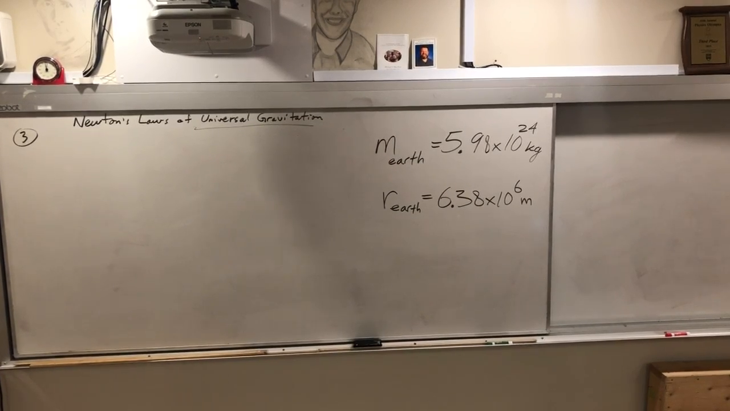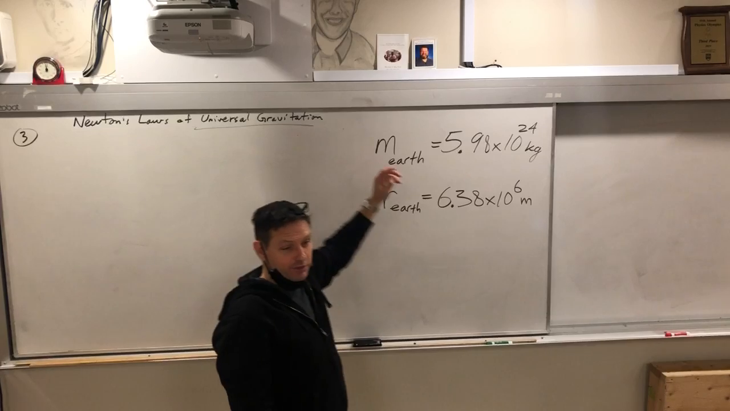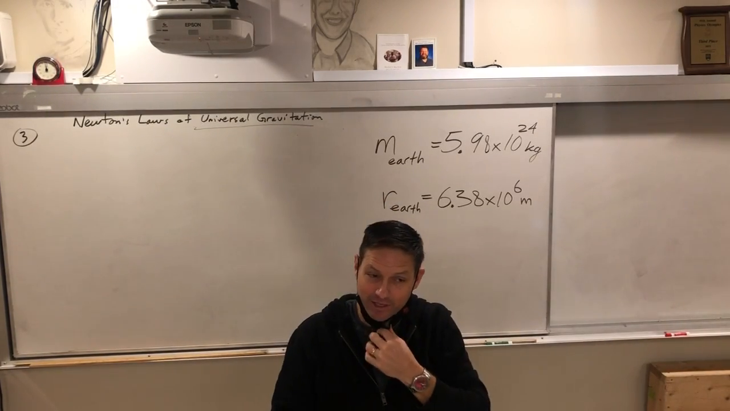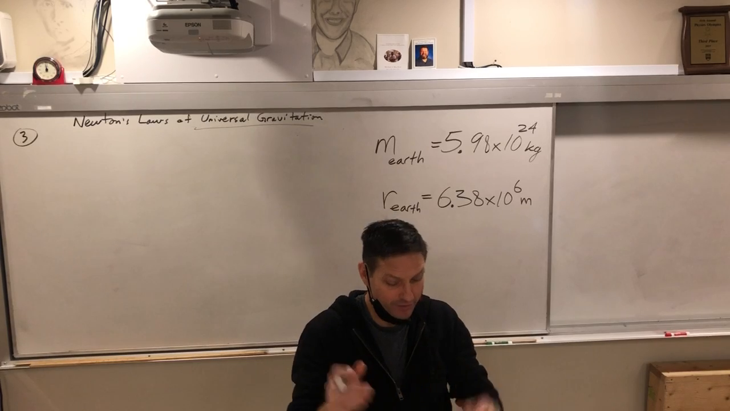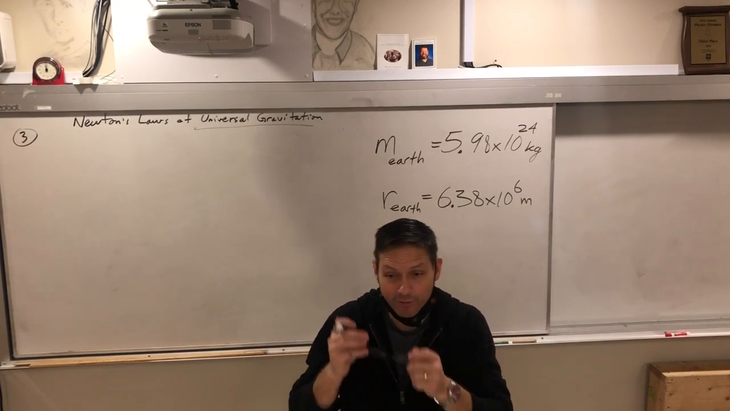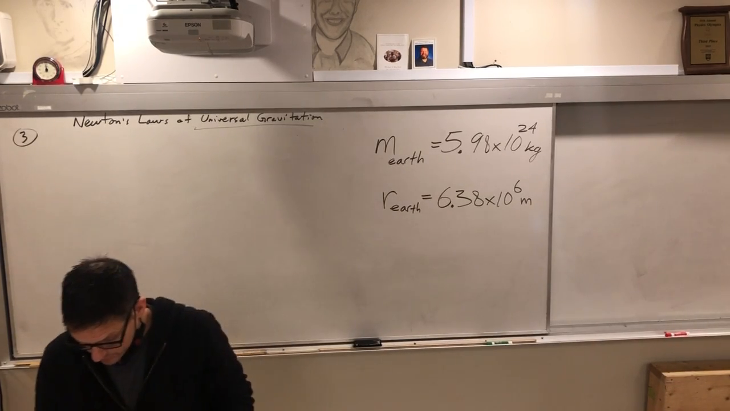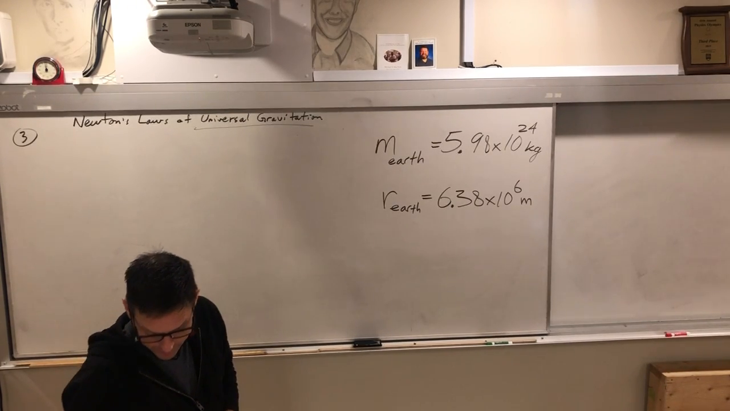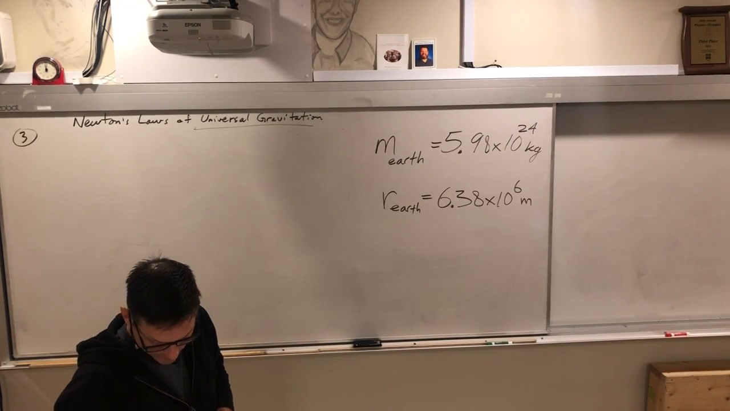We're going to explain a few things from Newton's laws of universal gravitation. It's early on a Tuesday morning and everybody's sleepy. We're going to watch a movie eventually, but I want to explain a few of these questions. We'll start with number 3. So look at your sheet, Newton's laws of universal gravitation, number 3.